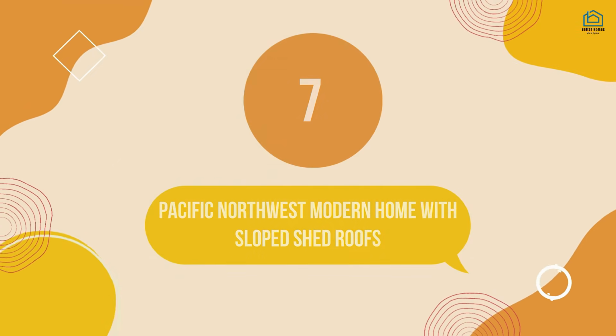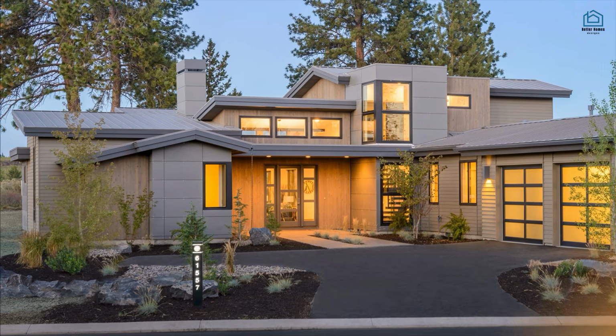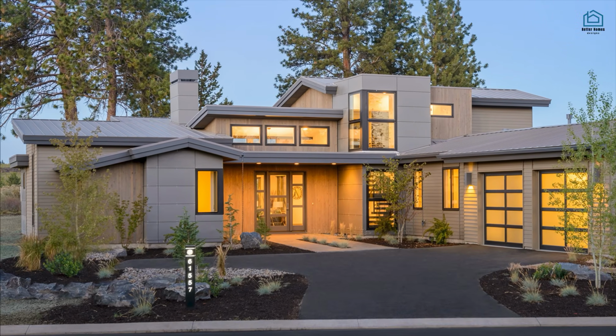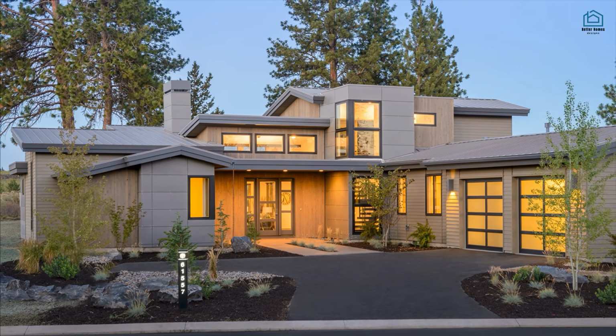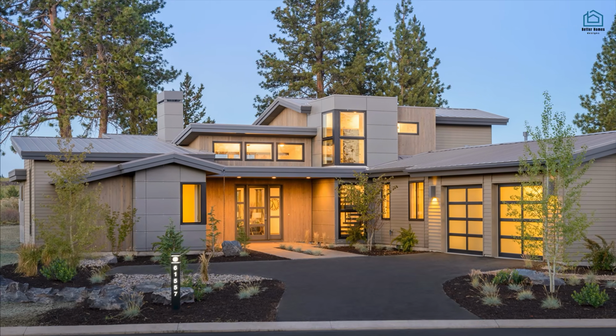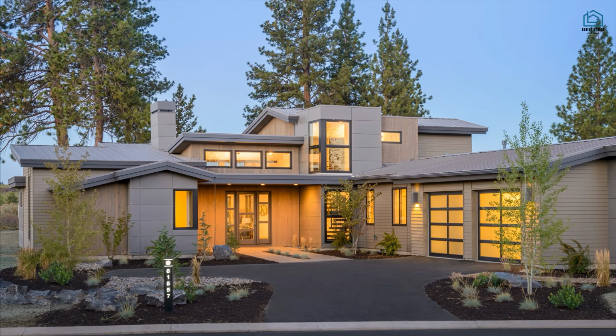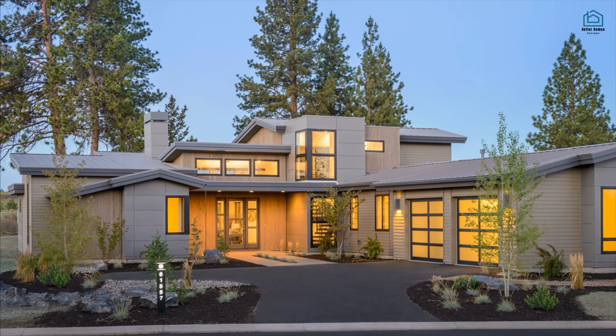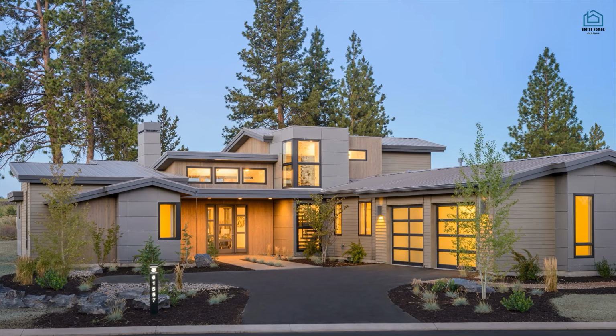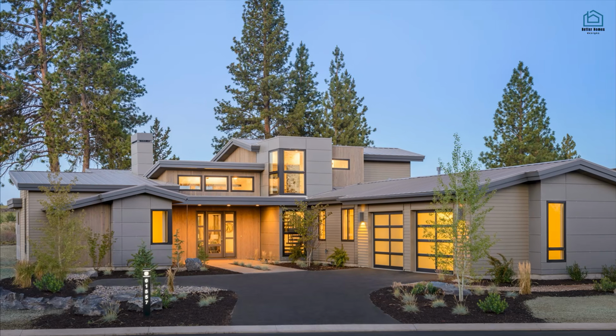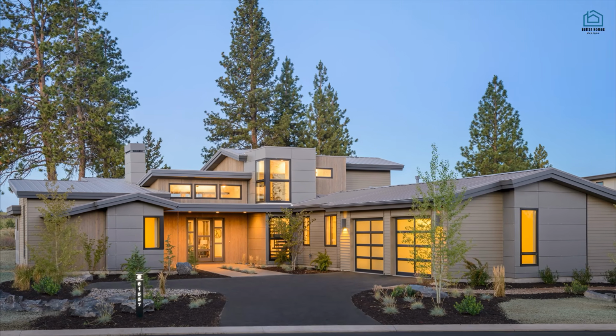Seven, Pacific Northwest modern home with sloped shed roofs and dark siding. Nestled in a pine woodland setting, this mountain modern home utilizes dark gray horizontal siding paired with warm timber entry accents and sloped metal shed roofs. Floor-to-ceiling windows and illuminated modern garage doors fill the front elevation with a warm interior glow.